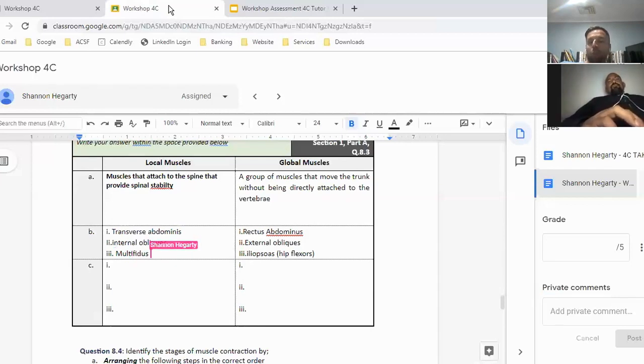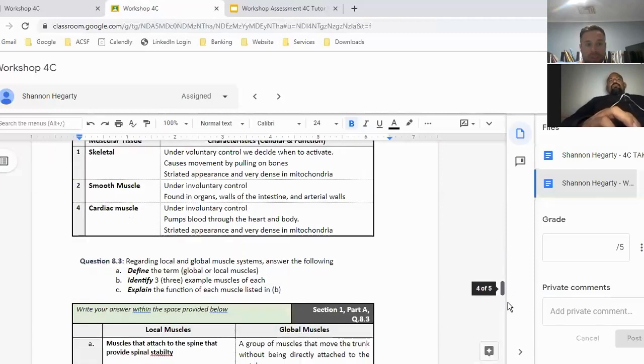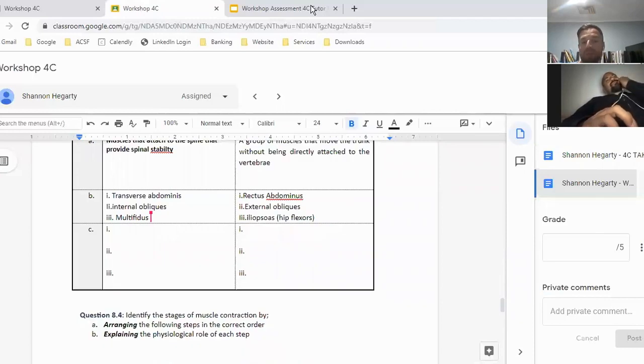So the best way to understand this is the global muscles are the ones that provide movement in the trunk, and the local muscles are the ones that, when we do the isometric stuff, provide the stability. Okay. So now in C, we have to talk about what are those movements they're responsible for. Explain the function of each muscle. So rectus abdominis, we know that one is trunk flexion. What are the external obliques responsible for?